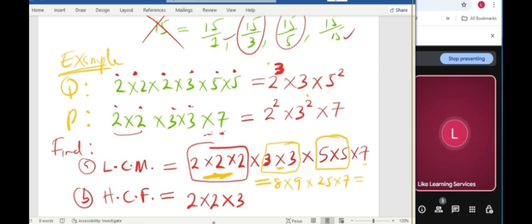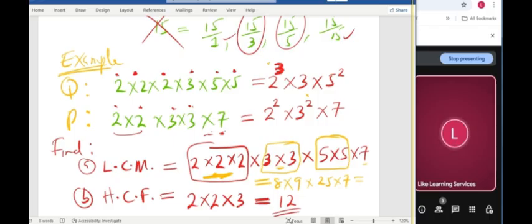So it's only 2 times 2 times 3, which is 4 times 3, that's 12. The HCF will be 12. Please take note of what I just did. By the way, 8 times 9 is 72.